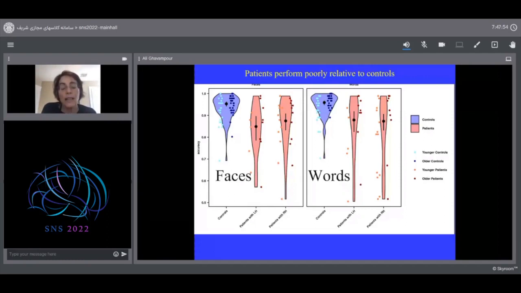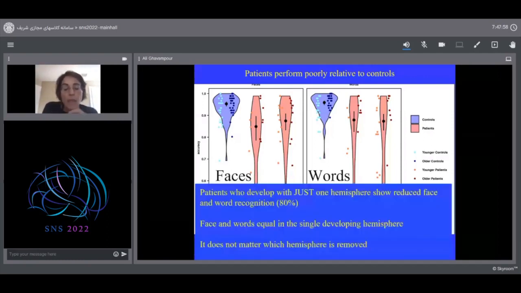And what's really important here, can I have the next image please, is that patients who develop with just one hemisphere show reduced face and word recognition, maybe up to 80%, relative to age and sex-matched controls. The other point that these findings suggest is that there is no difference in a single hemisphere as to whether the patients are doing face recognition or word recognition. So patients with just a left hemisphere are about 80% accuracy on faces, about 80% accuracy on words, and the same is true in the right hemisphere. It also does not matter which hemisphere is removed. These four red bars are all equal to each other and there are no significant differences. Next, please.